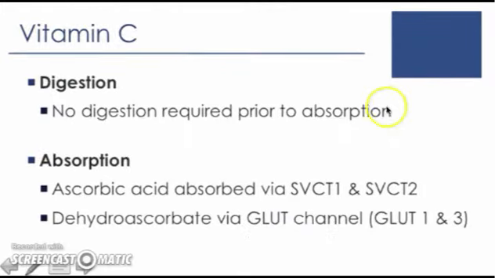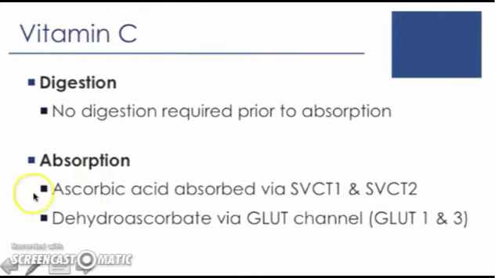We can see that no digestion is required prior to the absorption of vitamin C. This is somewhat unique in that no digestion will be required. We see the process of absorption of vitamin C occurs with these transporters. So we have the sodium-dependent vitamin C transporters, SVCT1 and SVCT2, being involved with the absorption of ascorbic acid.